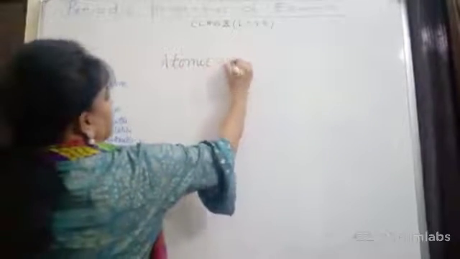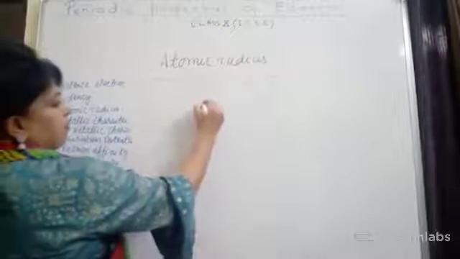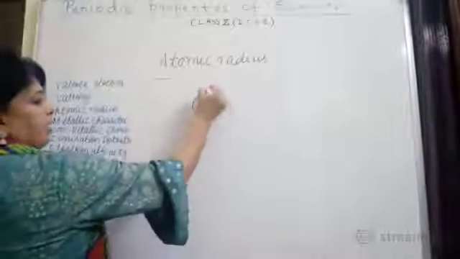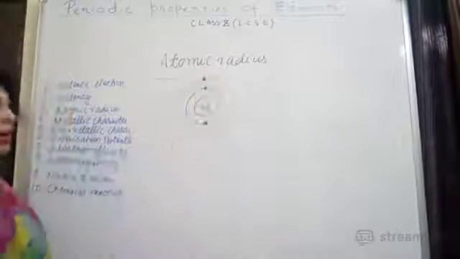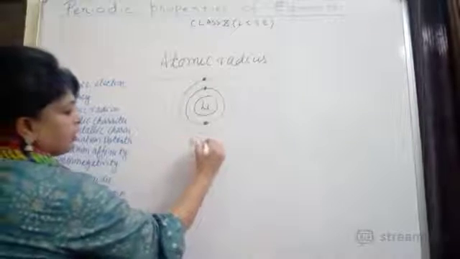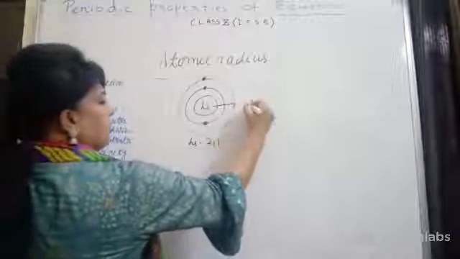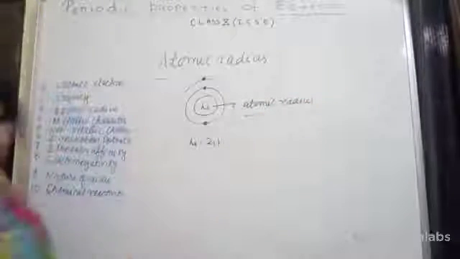Now the next is we have discussed about the valence electron. Now we will discuss about atomic radius. For example, this is lithium, right? And lithium nucleus is there, and this one valence electron, the electronic configuration of lithium will become 2, 1. So what is this distance known as? This distance is actually what? Atomic radius.